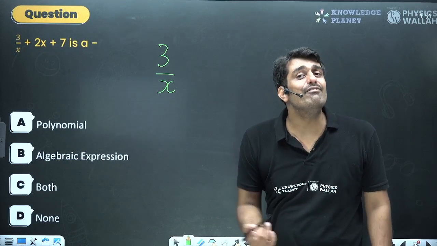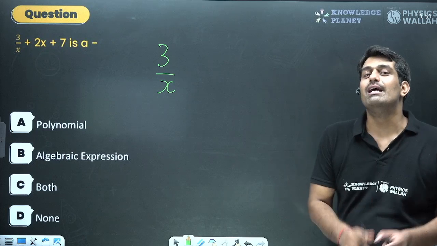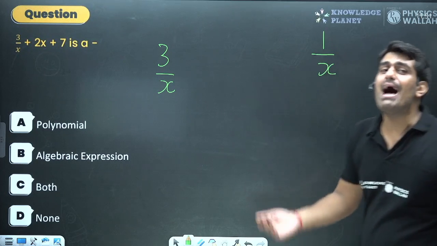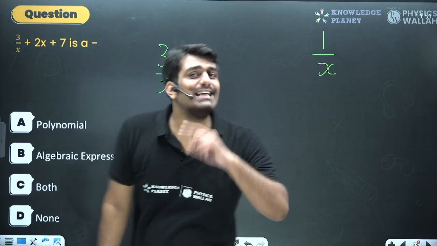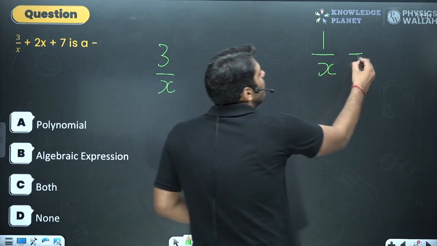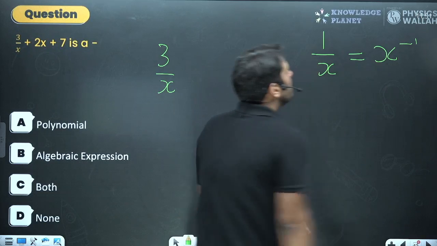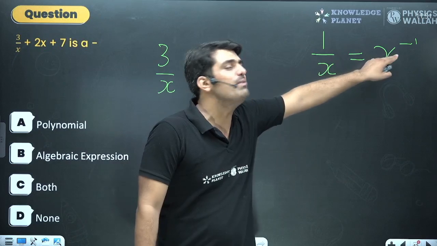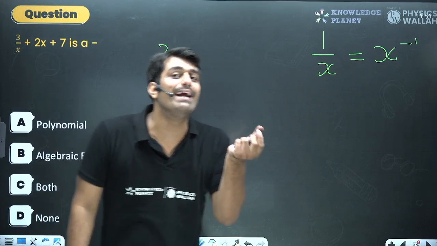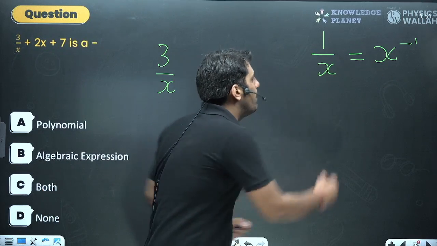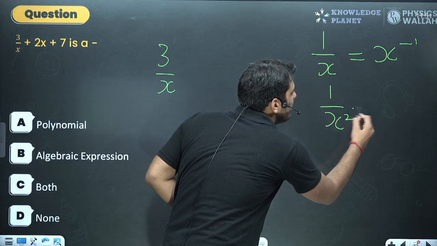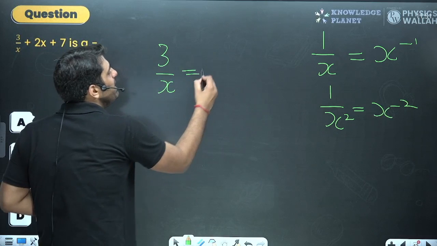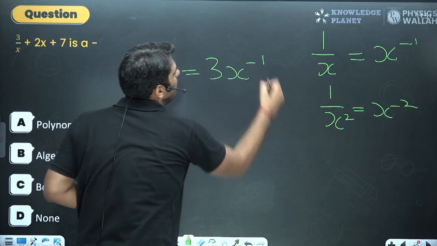If you have listened very carefully till now, what I have told is, if we have a term like 1 upon x, I can write this in a manner where x comes in the numerator. When x comes in the numerator, the power of x will become negative. Whatever the power was here, it was simply 1. So now when you take it in the numerator, the power will be converted into negative 1. So 1 becomes minus 1. 1 upon x square becomes x raised to the power minus 2. So when I say 3 by x, it will be 3 into x raised to the power minus 1.